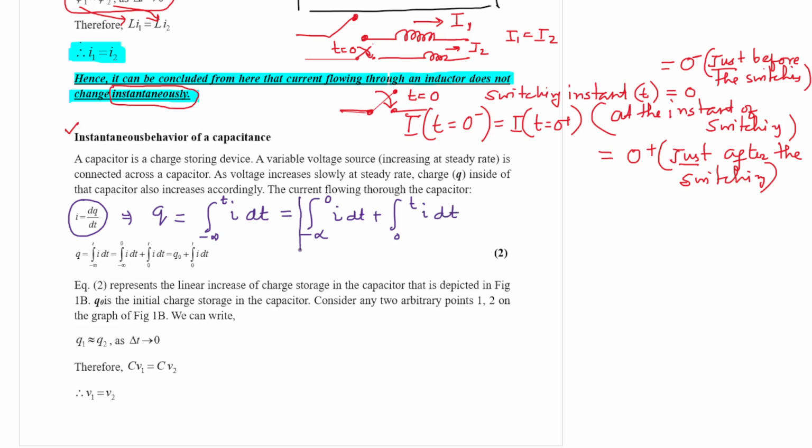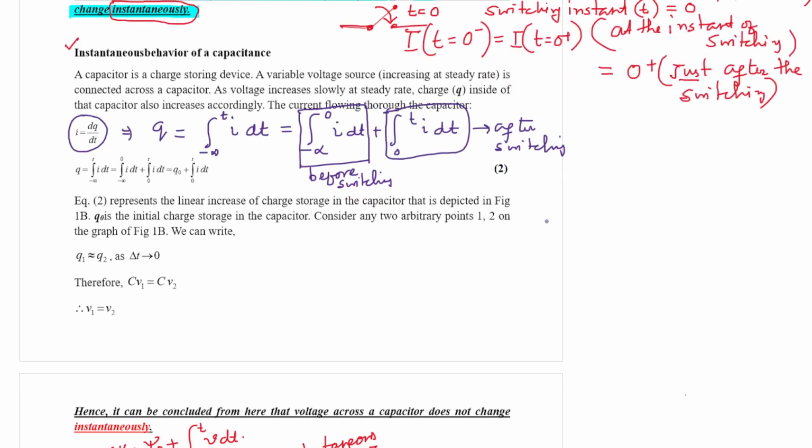So this refers to the charge at some negative time. That means it refers to the before-switching phenomena. And this will be the after-switching phenomena, right? As a result, we can write a similar sort of equation: Q is equal to Q naught plus the integration from 0 to t of I dt.